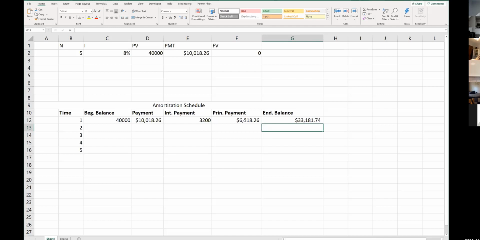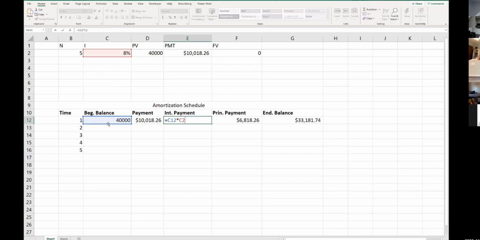Okay. So let's look at this. Our beginning is how much was outstanding at the beginning of the year. Payment is the same payment that we're going to be making. Interest is your interest rate times your beginning balance. Principal payment is 6,818. Principal payment is the difference between how much you paid and how much of that went towards interest. And then ending balance is how much your outstanding balance was minus how much of that you paid towards principal. All right.